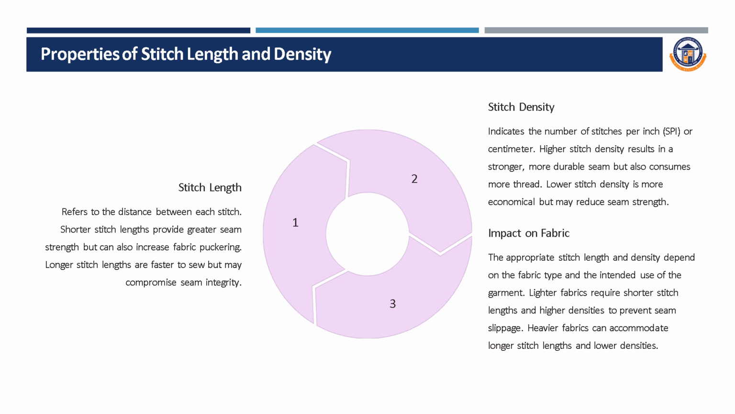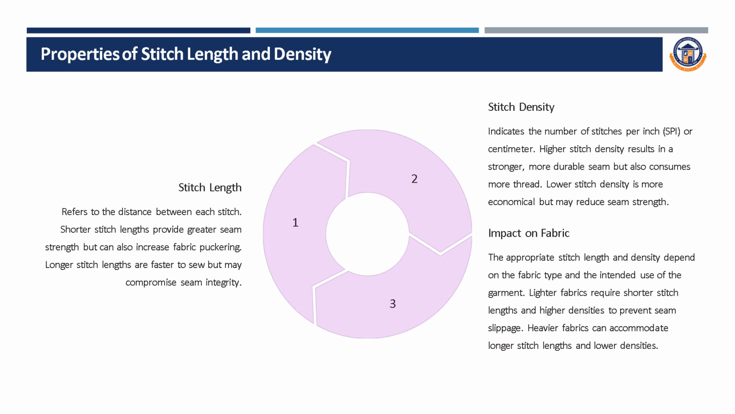Impact on fabric: how stitch length and stitch density have an impact on the fabric. The appropriate stitch length and density depend on the fabric type and intended use of the garment. Lighter fabric requires shorter stitch length and higher density to prevent seam slippage.